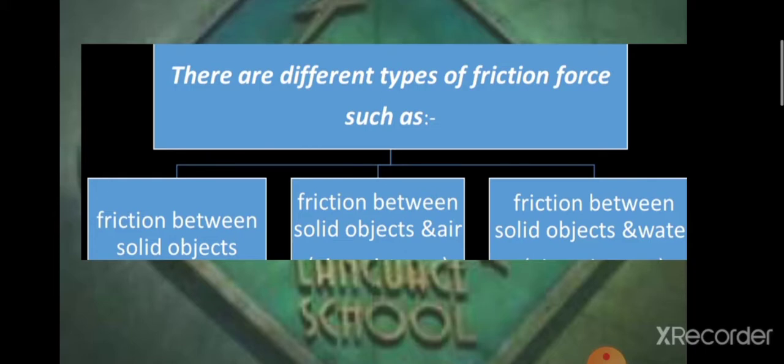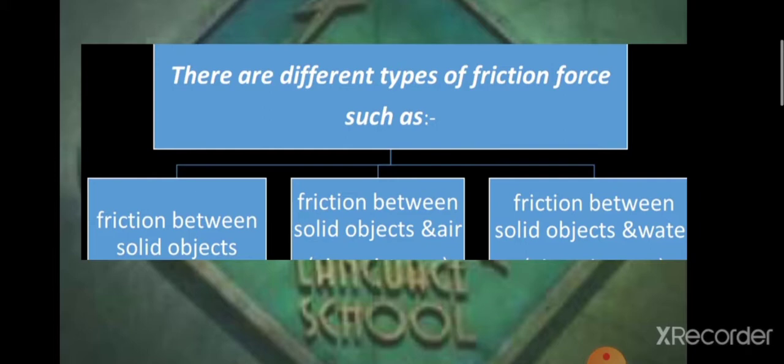The friction force has three types. First, a friction between solid objects, two solid bodies that touch each other, like the friction between our hands. They are two solid bodies that touch each other. Or like if I made a friction between the book and the desk, both of them are solid objects.